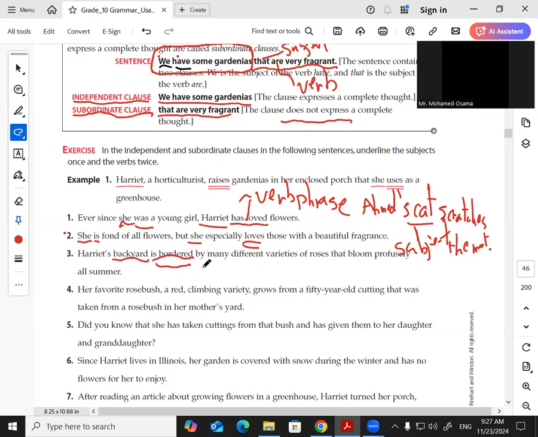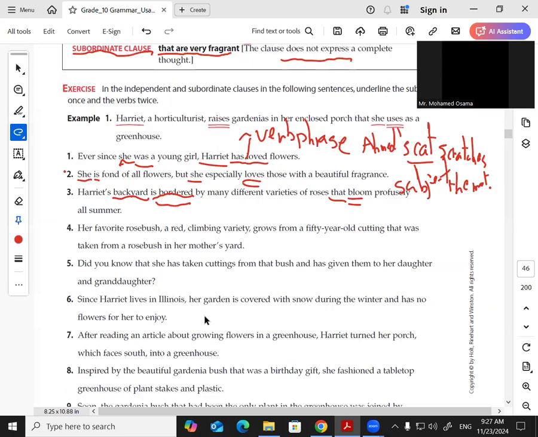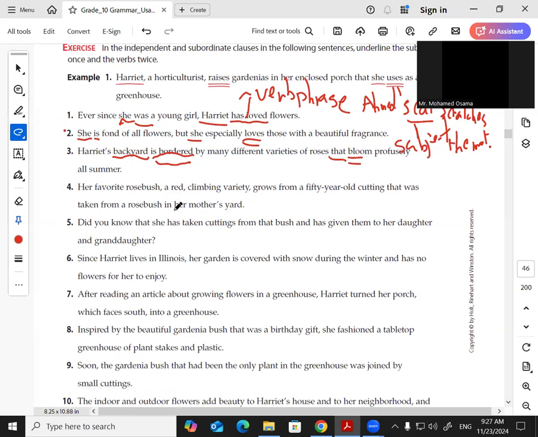Is bordered by many different varieties of roses. Next, "that" here is the subject. Where is the verb? Bloom. Okay, her favorite rose bush. Where is the subject here, her or the rose bush? Yes, actually the rose bush is the subject.